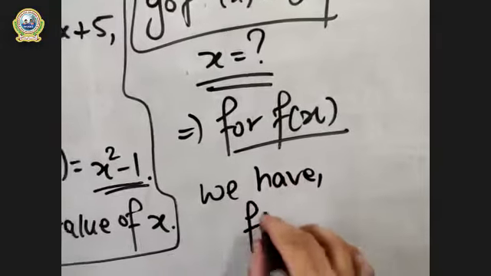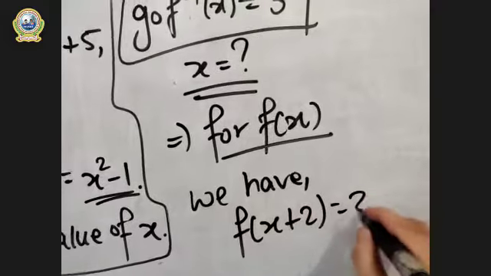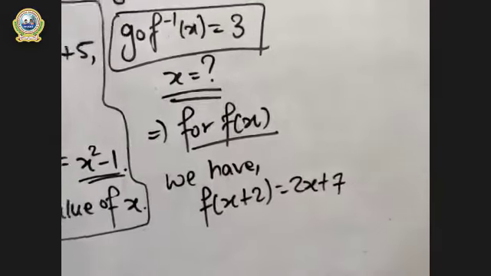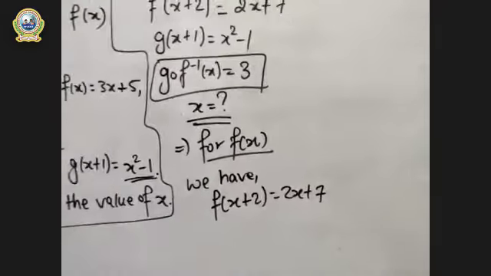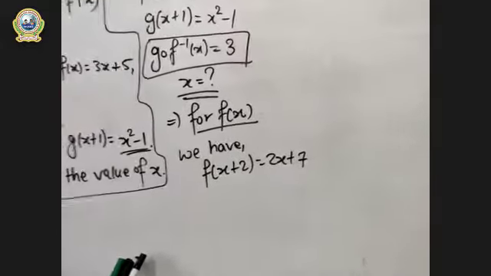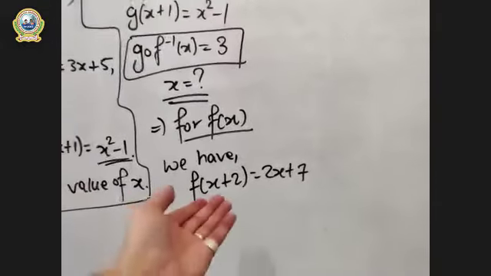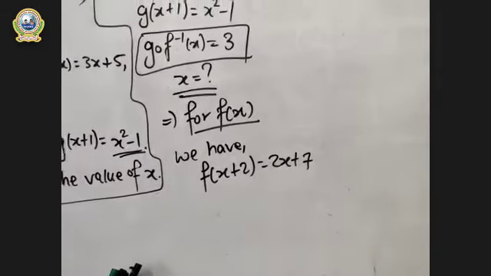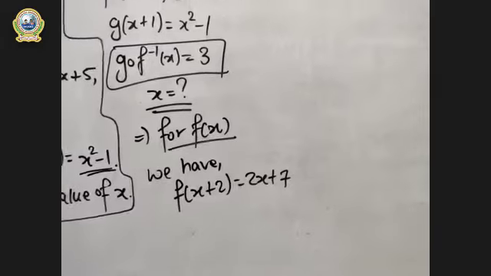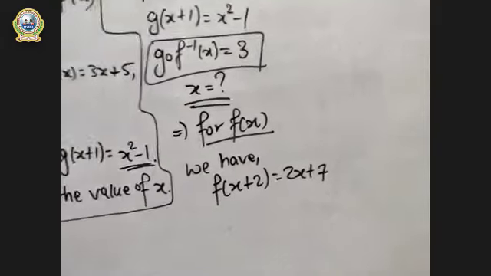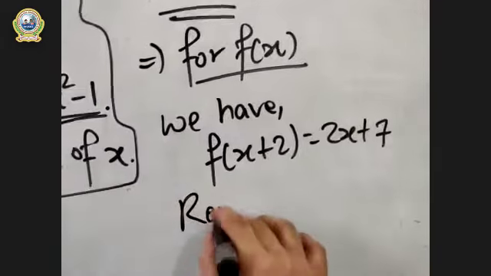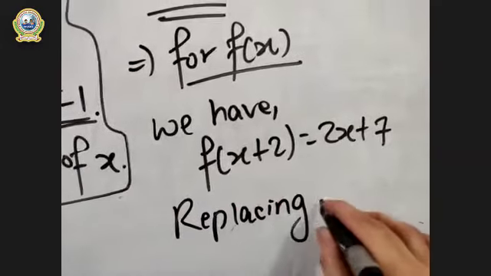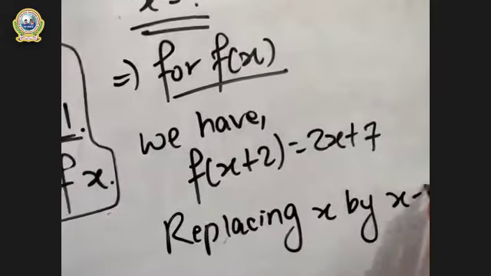What do we have? f(x+2) is equal to 2x+7, right? This is our given. So I had just taught you in this lecture, right? So we have to remove plus 2. And we can do it by replacing x by x minus 2. You remember it, right? Just few questions back, we had done it. So right here, replacing x by x minus 2.